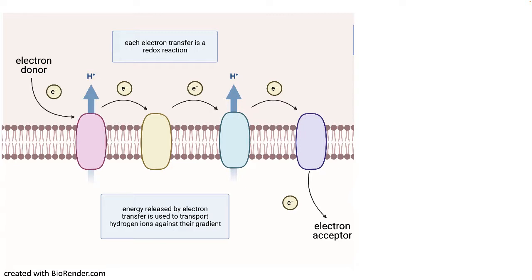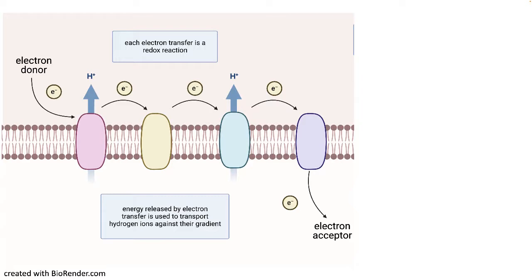Now, each electron transfer is a redox reaction because something is being oxidized. That's whichever molecule is losing the electrons, and something is being reduced. That's whatever molecule is accepting the electrons. And you can see that each of these is actually going to be reduced and then oxidized as it gains an electron and then passes an electron to the next molecule in the chain. And this process of transferring electrons is exergonic. Energy is released as high-energy electrons are passed from one molecule to another.